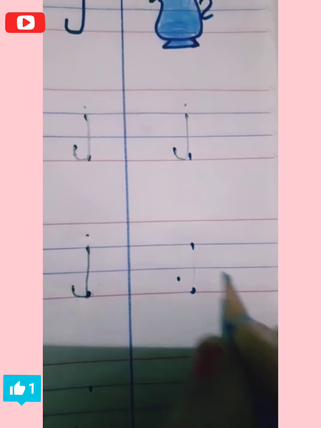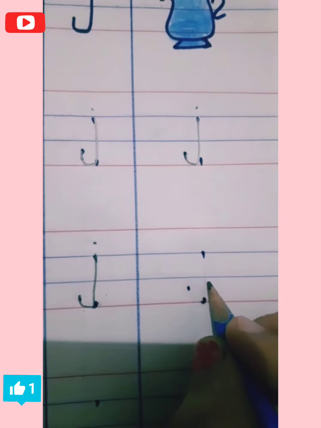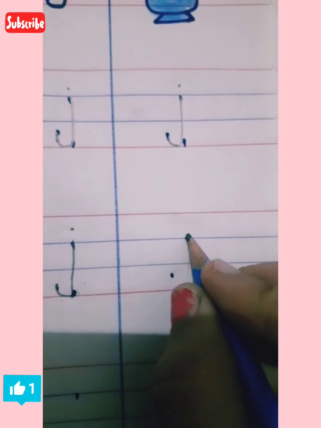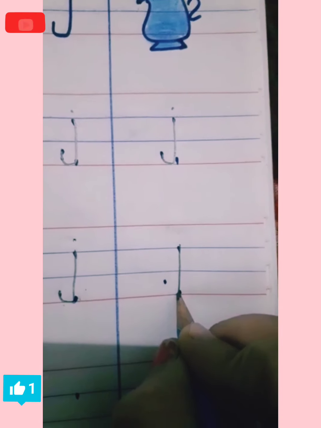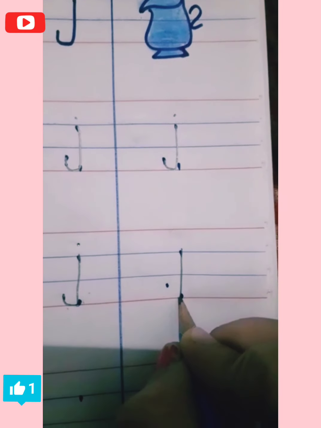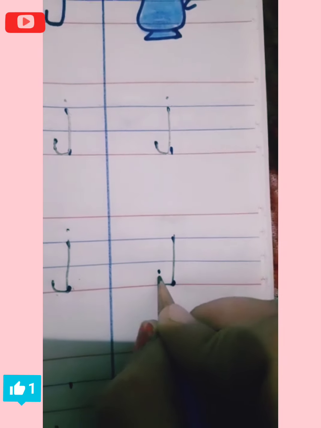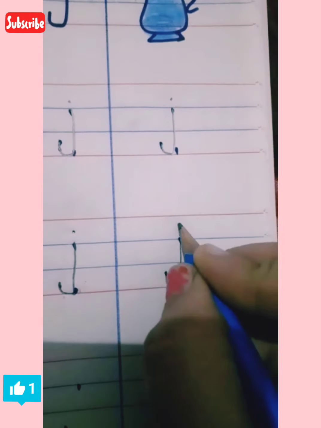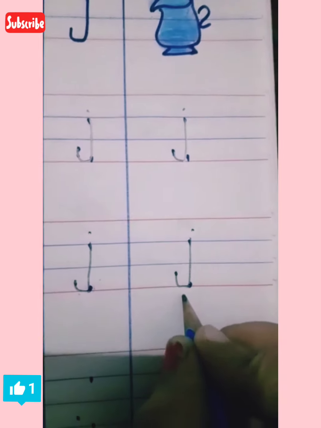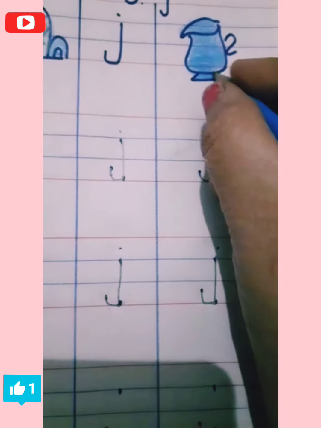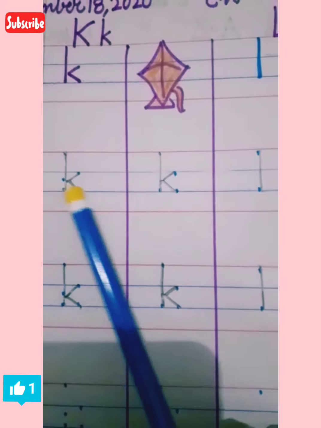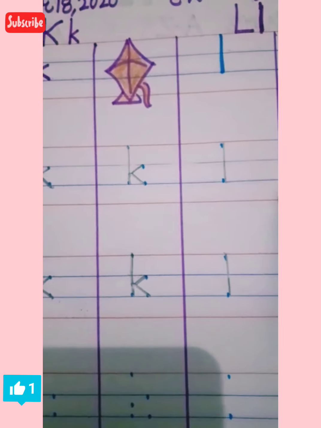Again, first write a standing line. To that standing line, write a small up curve like this and put a dot. This is a small letter J. J for jug.